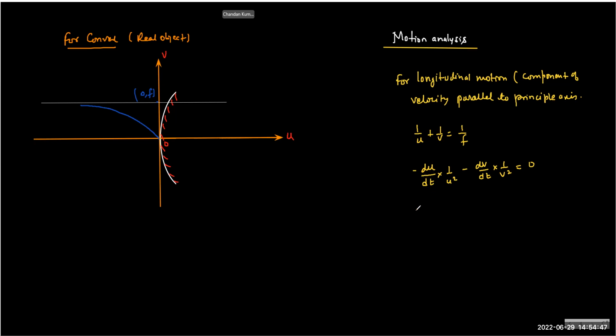So du by dt is called velocity of object with respect to mirror. We never say with respect to ground or something. This is the mirror frame velocity, and this you can say velocity of image with respect to mirror. So velocity of image with respect to mirror turns out to be minus v square by u square times velocity of object with respect to mirror.